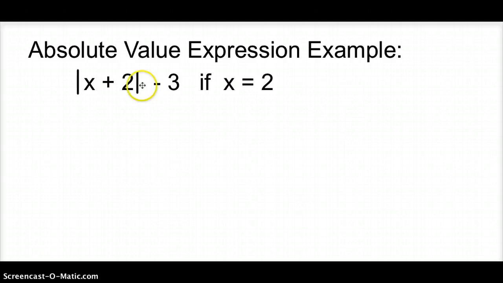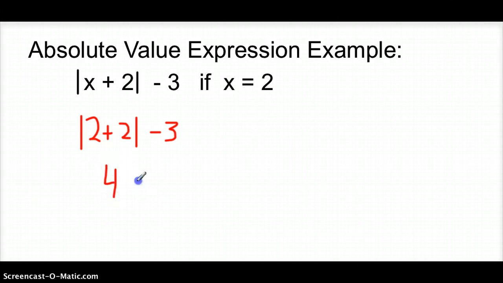So absolute value, think of it as just a distance from zero, so it's always going to be a positive amount. So if we look at this example right here, the absolute value of x plus 2 minus 3 if x equals 2. So we can rewrite that now with x being 2, so inside the absolute value signs, we'll have 2 plus 2. And from that answer, we're going to subtract 3. And that's how we would evaluate this expression. So 2 plus 2 is 4, and the absolute value of 4 is going to just remain as 4. So we have 4 minus 3, and that's going to be equal to 1.